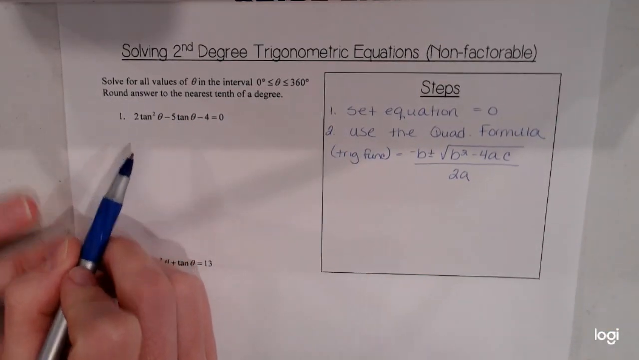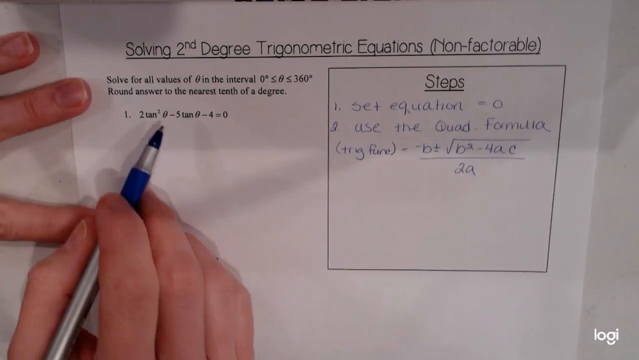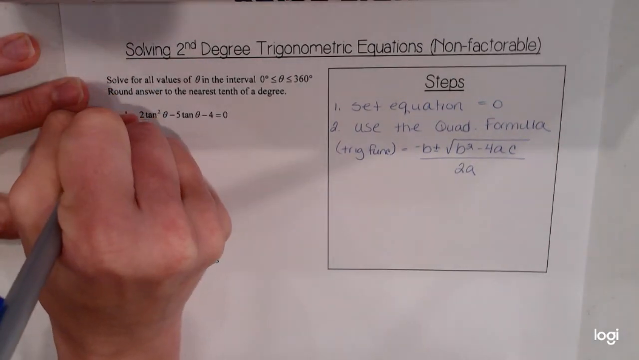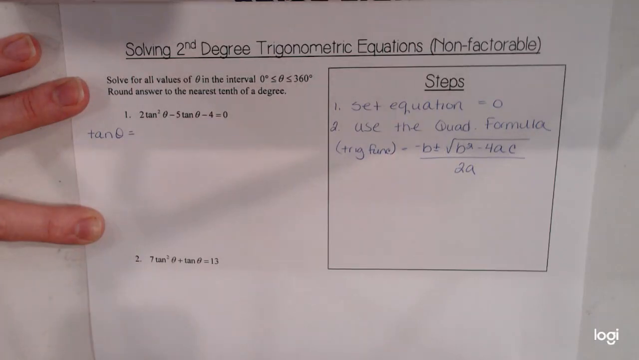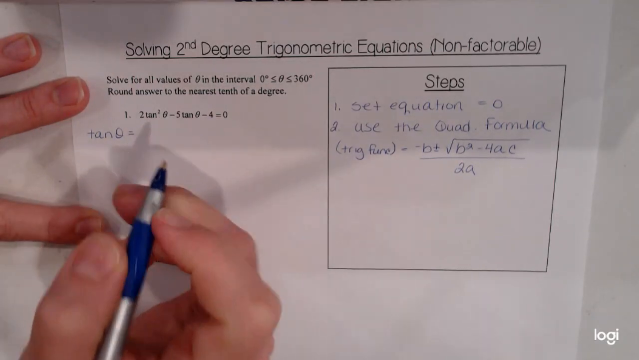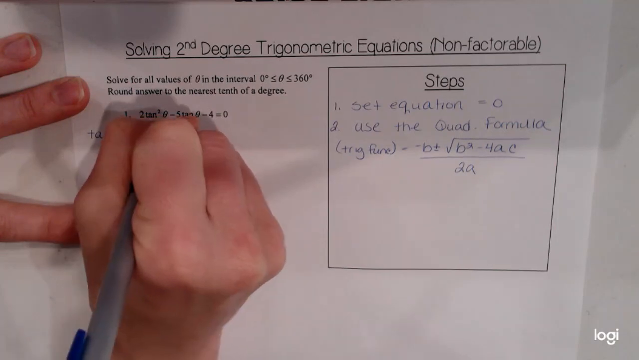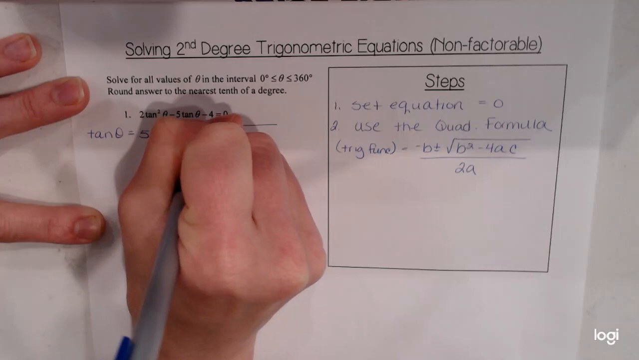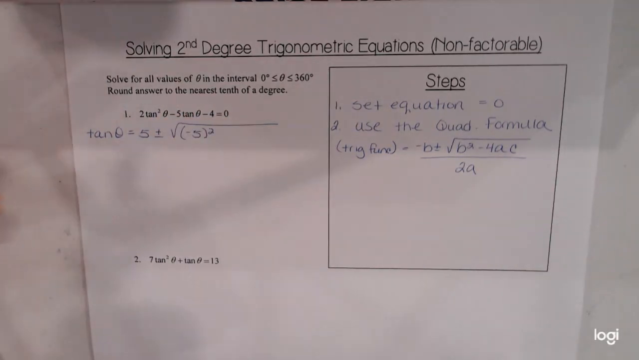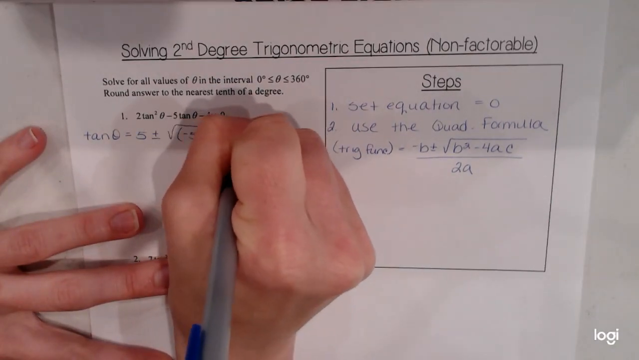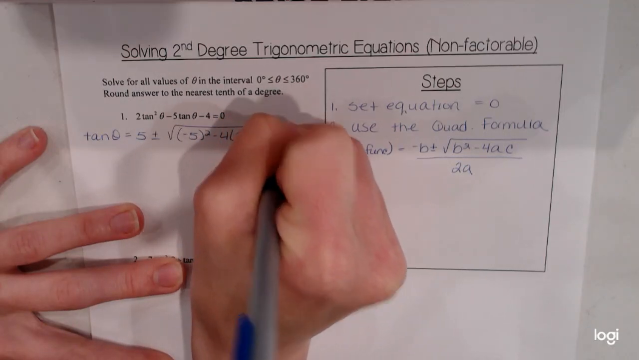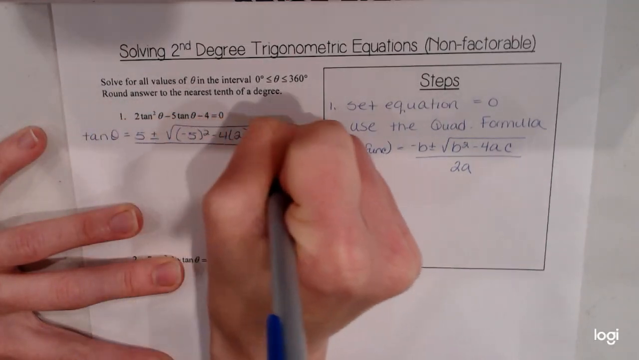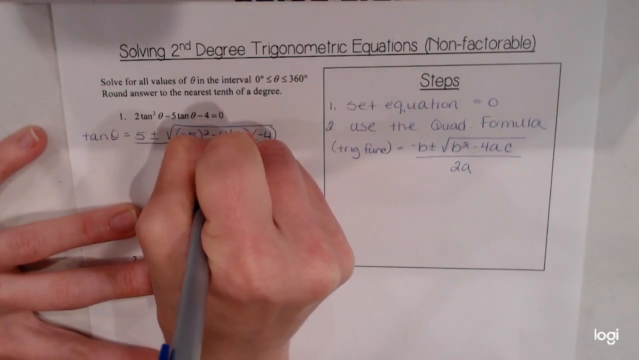So in this first question here, we're trying to get tangent, okay, by itself. So our formula is tangent theta equals negative b, that is negative a negative 5, so that's a positive 5, plus or minus the square root of negative 5 squared. Remember the use of parentheses there, because if you don't type it in with parentheses, you will not get the correct answer. Minus 4 times 2 times negative 4 all over 2a, which is 4.